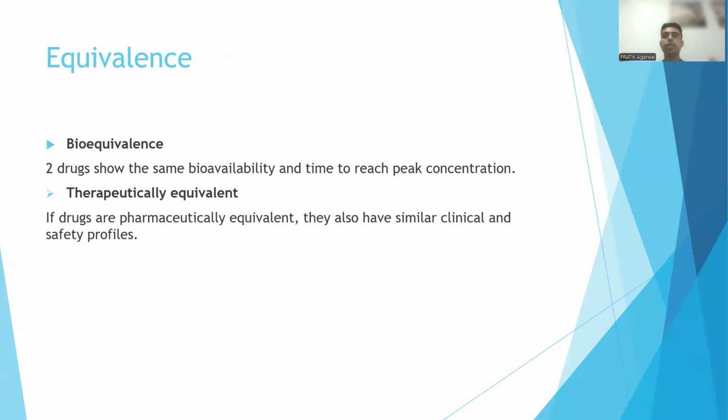But when two drugs are pharmaceutically equivalent, let's say paracetamol can be a branded one and a generic one, when these two brands make paracetamol 500 milligram, they are pharmaceutically equivalent because the ingredients are the same, they have the same clinical profiles, they have the same safety profiles. Both of them, if taken in high doses, can cause liver damage. Both of them have paracetamol 500. Both of them kill the pain, as an analgesic. So they are therapeutically equivalent.